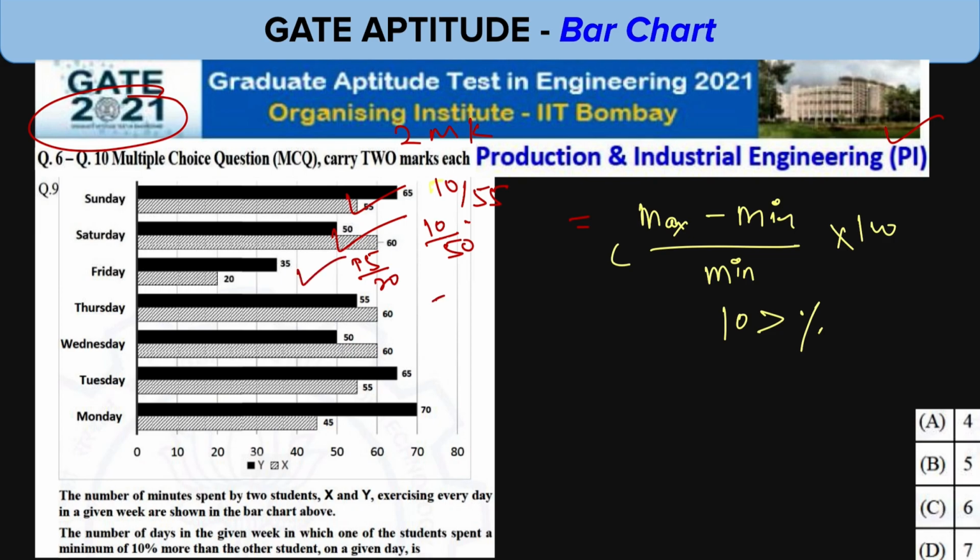And here the 55 divided by 5, so it will be something like 9.1, so it is not. So Thursday is not the day. Here same 10 by 50, here same 10 by 55. Here the gap is huge, it is 35 by 45. Okay, so we have 1 2 3 4 5 6 number of days, and 6 is the option C, which is the correct answer. Thank you very much.